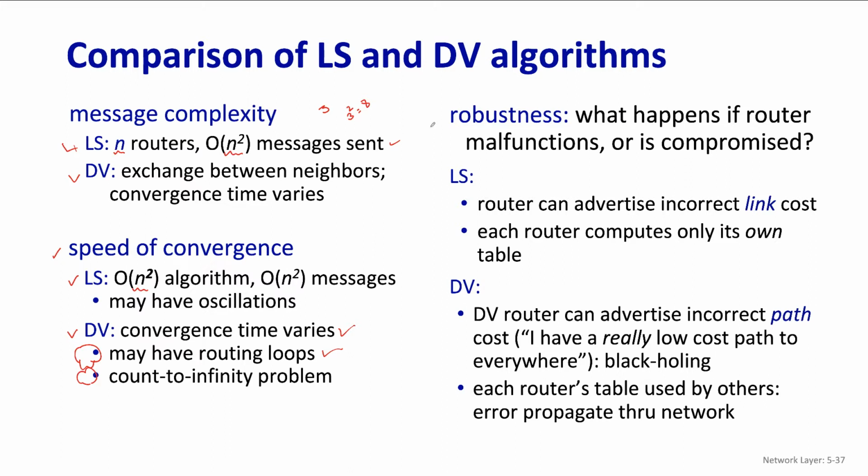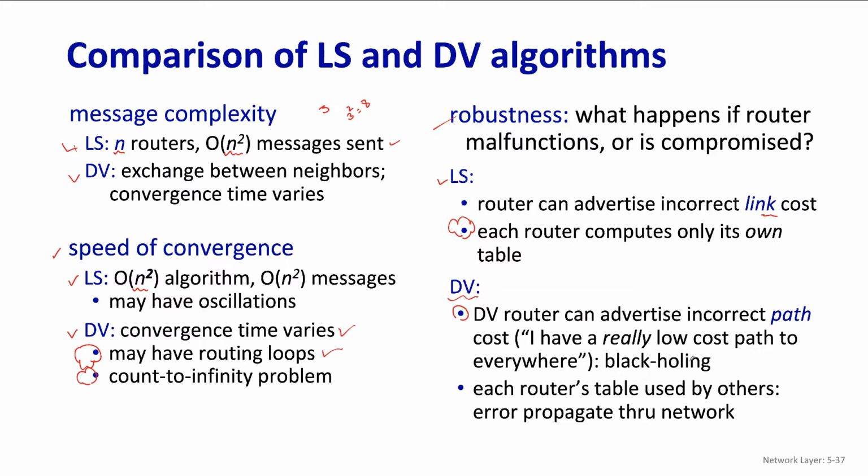So in terms of robustness, in link state, if any router advertises an incorrect link, then the whole network is going to be messed up, because each one is going to calculate its own table and share it with the neighbor routers. When it comes to distance vector, it's going to be black holing.